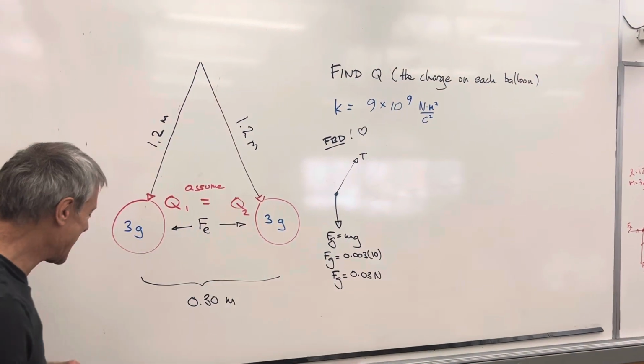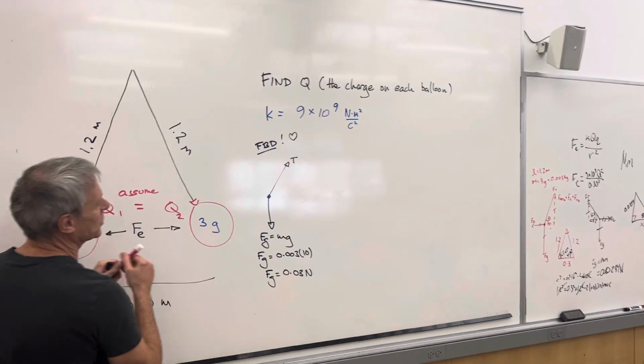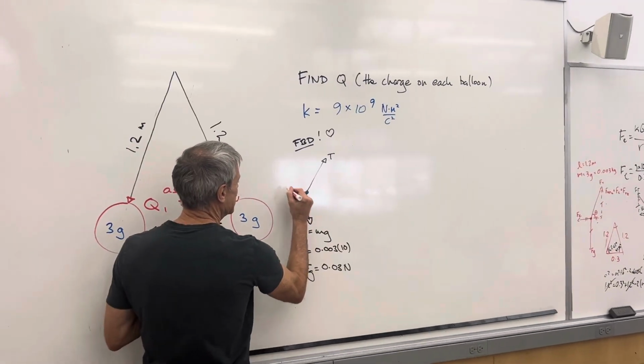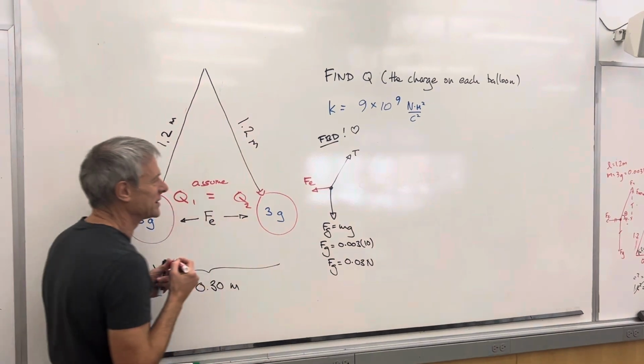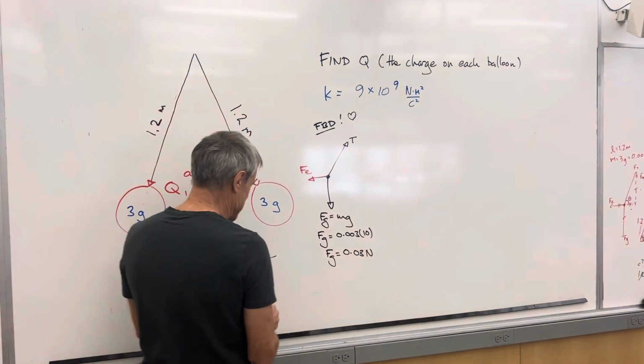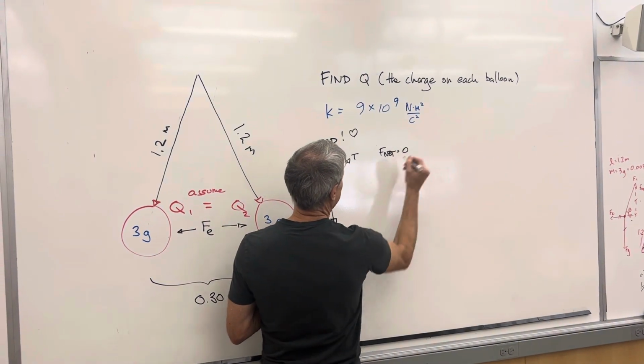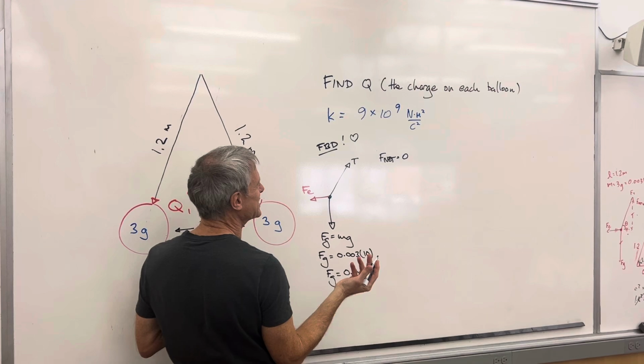Why does it hang out at an angle like that? Obviously, there's an electrostatic force between the two balloons, and here's the electrostatic force, good old Fe. So we just work with this one balloon. We know that the net force is equal to 0, so the forces must balance in some way.